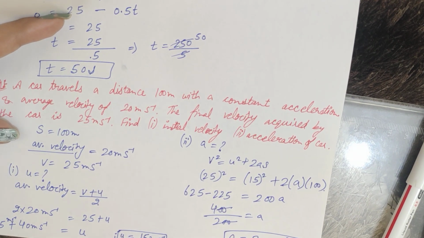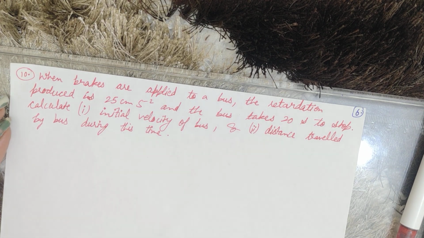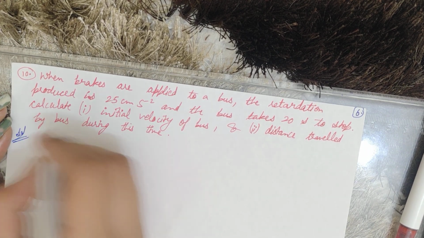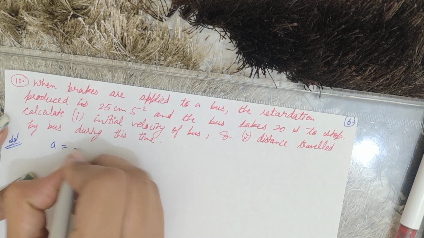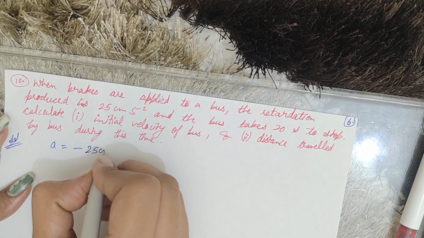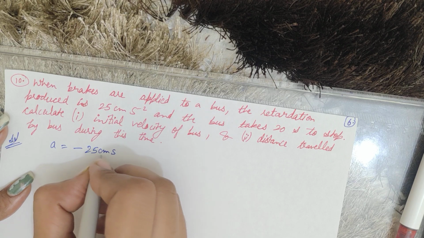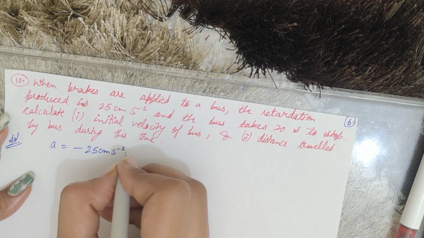Now question number 10. When the brakes are applied to a bus, the retardation produced is given. Retardation produced is given, which means the sign of the acceleration we need to take as negative, and it is in centimeter per second square.